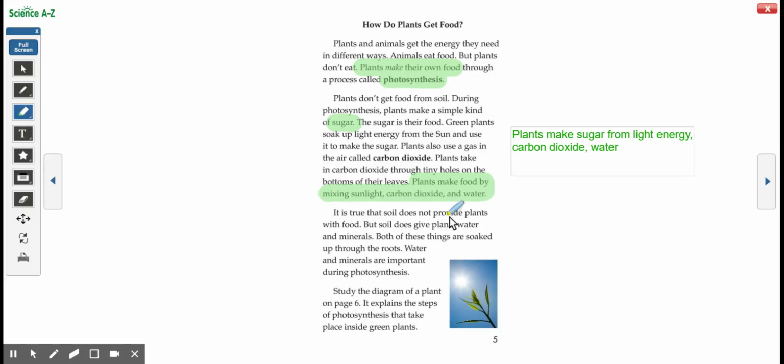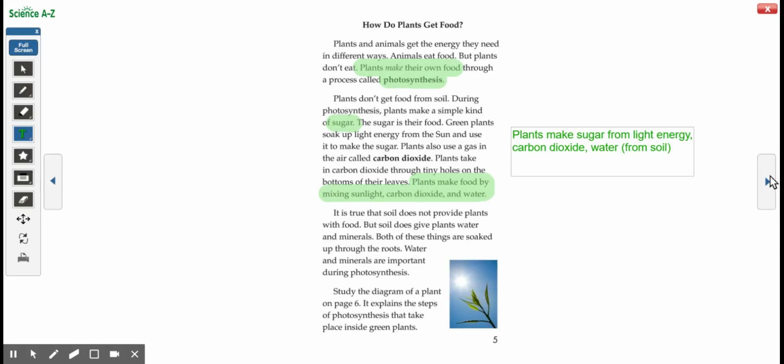All right. Soil does not give plants food. Make sure you understand that. But it does give the plants the water and minerals. The water comes from soil. Water and minerals are important during photosynthesis. So, this is how plants get their food. Moving on.